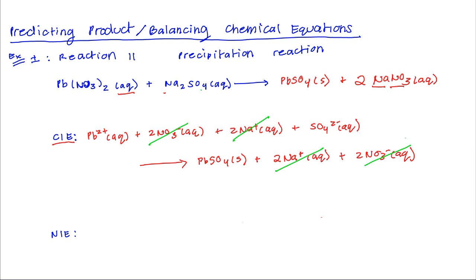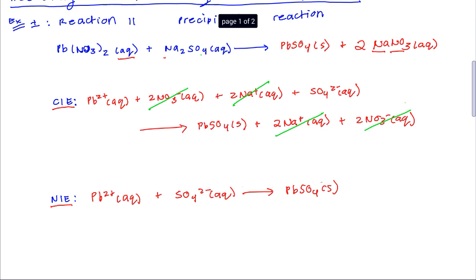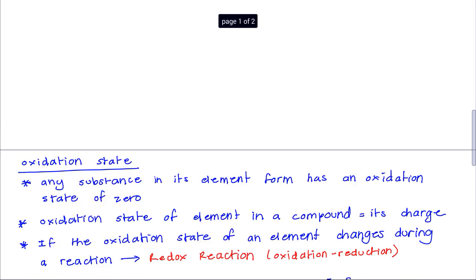That leads us to our net ionic equation, where we bring everything else down that we didn't cross out. So we have lead 2 plus aqueous ions coming together with sulfate ions to give us lead sulfate as a solid. So this tells us only what's reacting. Let's look at some other examples.